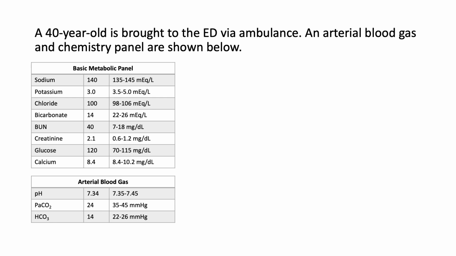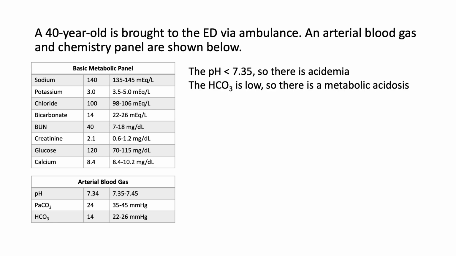All right, now we have a 40-year-old who was brought into the emergency department by ambulance, and their blood gas and chemistry are shown below. So first we look at the pH, which is less than 7.35, barely. So they have an acidemia. And we look at the PCO2 and the bicarb, and the bicarbonate is low, so that is consistent with a metabolic acidosis. The next step is to calculate the anion gap. So we take 140, subtract the sum of the chloride and the bicarbonate, 114, and we get 26. So that is higher than 14, so this patient has an anion gap metabolic acidosis.